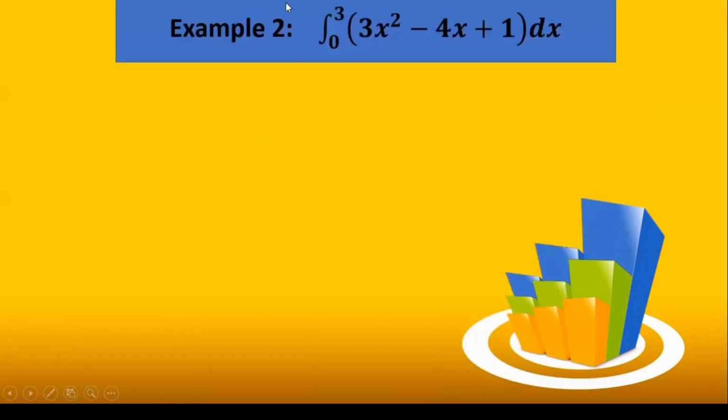Example number 2: the integral of 3x squared minus 4x plus 1 with respect to x from 0 to 3.